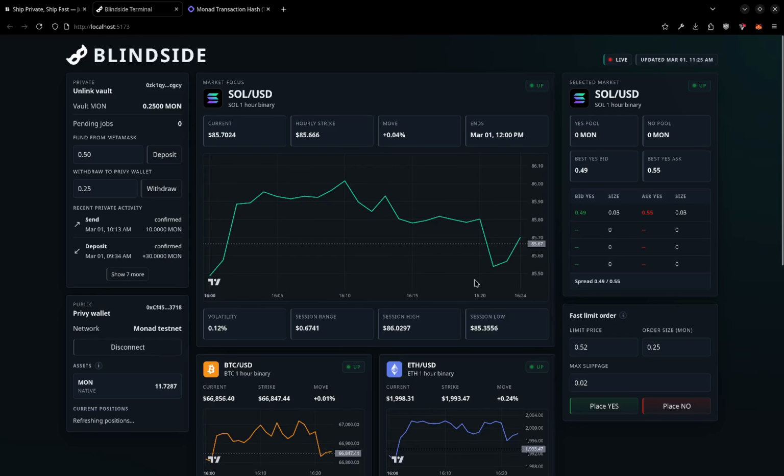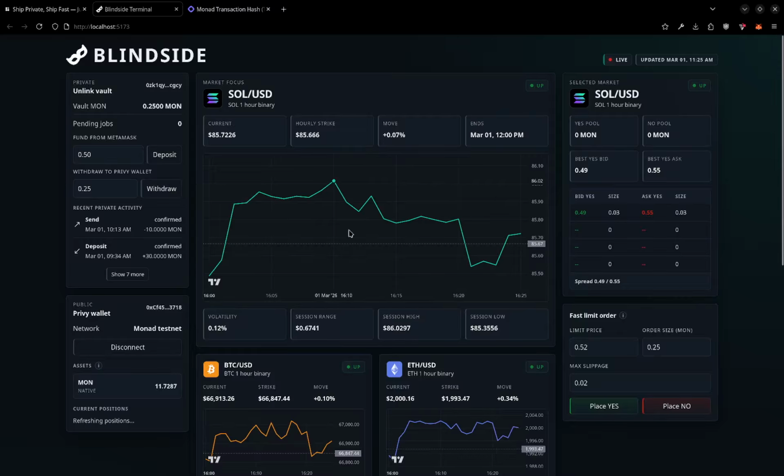The core idea is simple. We want the speed of on-chain trading without forcing the user's primary public wallet to be the wallet that visibly interacts with the market. The flow starts with a normal MetaMask wallet. That is a familiar wallet the user already has, and in our product it acts as a public funding entry point, not the trading identity.